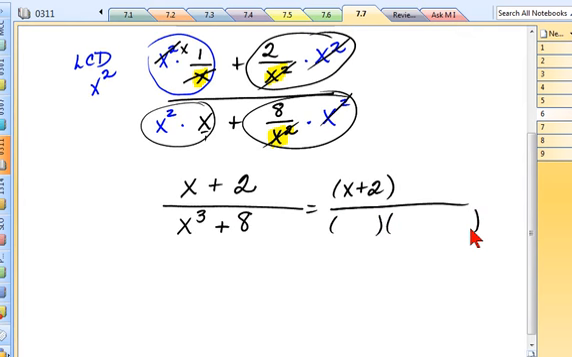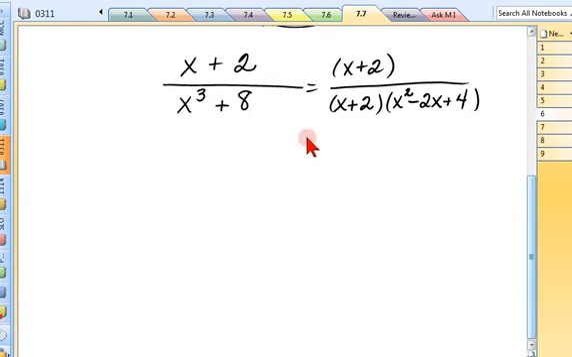All right. The cube root of x cubed is x. Keep the sign. The cube root of 8 is 2. Then you square the first for x squared. Change the sign. Product 2x. Square the last one, plus 4. Hopefully, you see the common factor of x plus 2, which leaves you with what? I have x squared minus 2x plus 4.